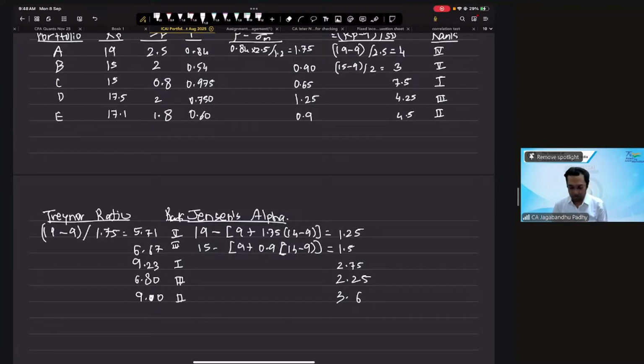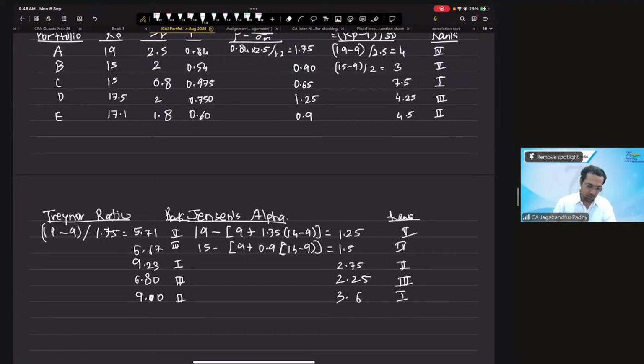Correct? Then Jensen's alpha ranking, we can say 3.6 is the best. 2.75 is the second best. 2.25 is in third position. Then 1.5 is the fourth, and 1.25 is the last performing one. Okay, clear, guys? So in this way, we can rank the performance of our portfolios based on these ratios.